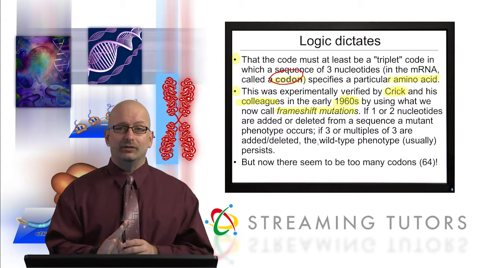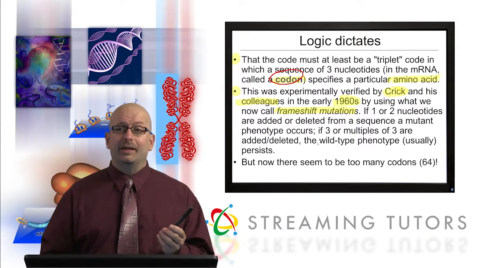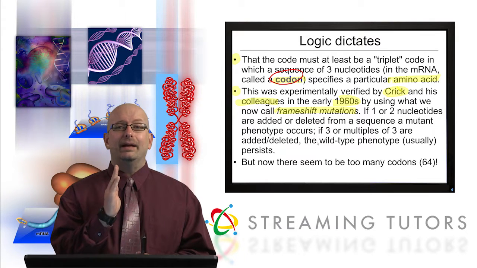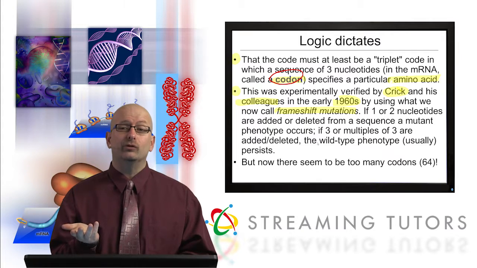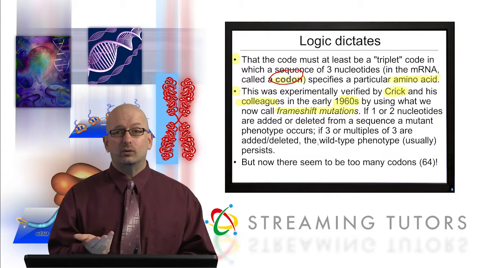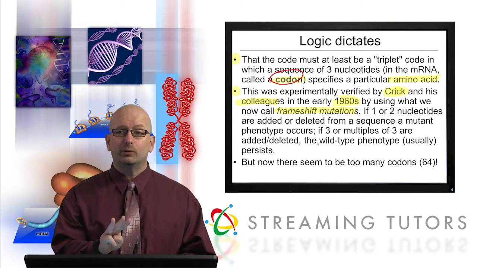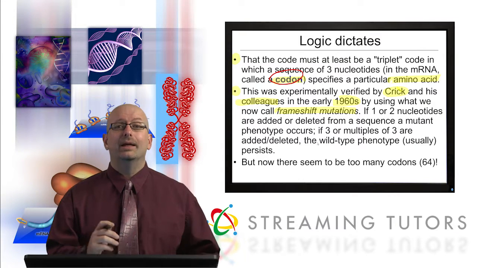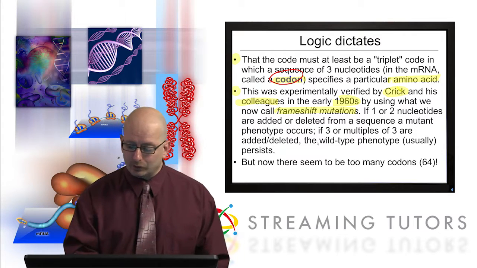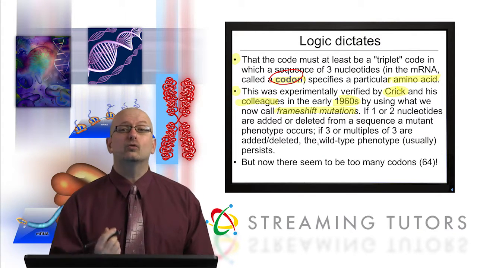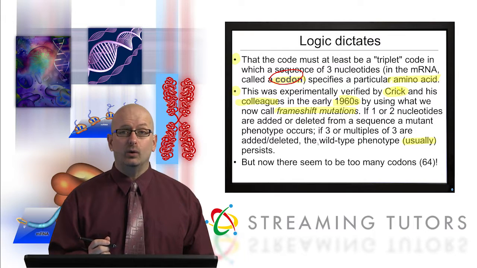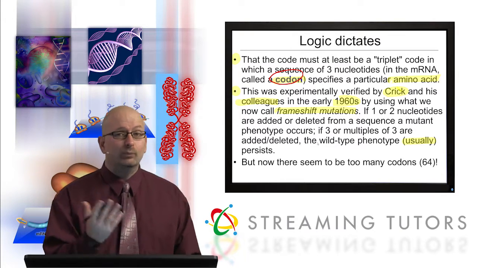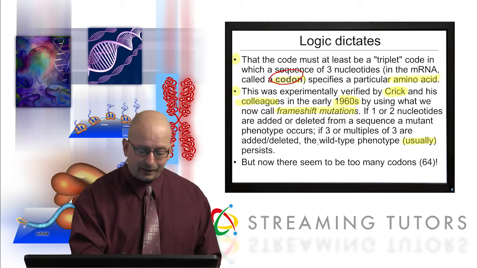But the bottom line is this. This is what they found out. They found out that if you add 1 or 2 nucleotides, or delete them for that matter, from a sequence, a mutant phenotype occurs. But in many cases, if 3 or multiples of 3 are added or deleted, the wild-type phenotype usually persists. That is extremely strong evidence that the code is, in fact, a triplet code. We can draw a quick thing to see why.